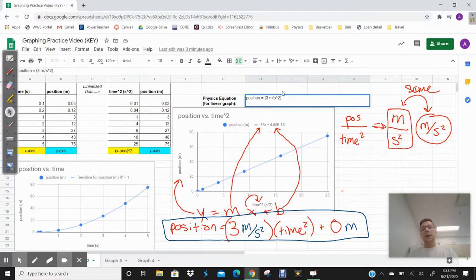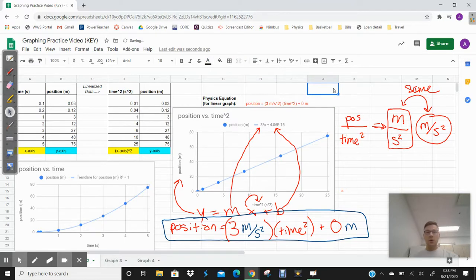We'll get into this in our next couple units, but there's a big difference between meters per second squared. Meters per second is for velocity, and meters per second squared is for acceleration. We'll multiply this now by time squared, and then you're going to add 0 meters. Okay? But right there is a finished physics equation, and we are good to move on.